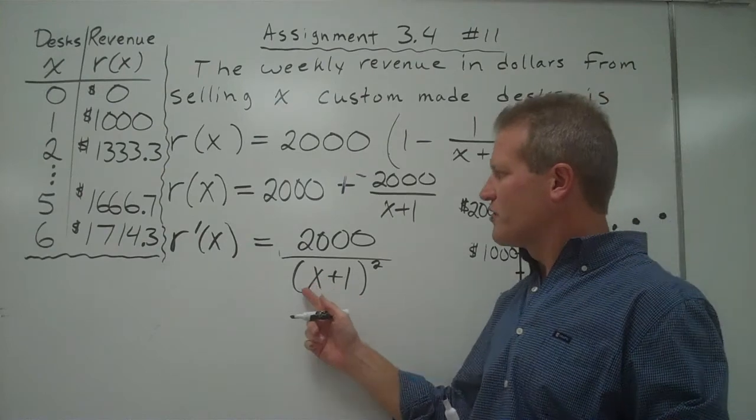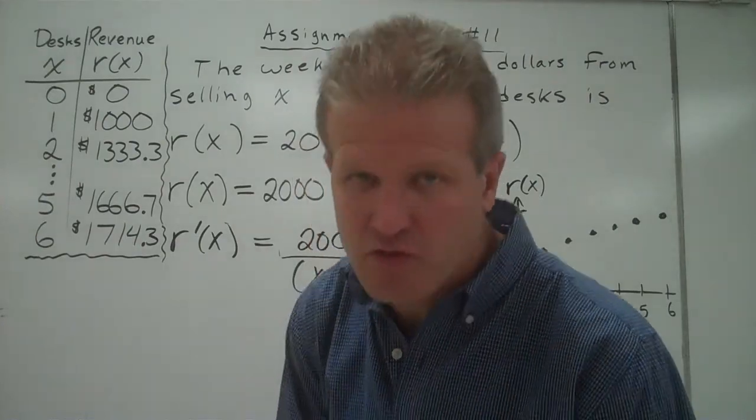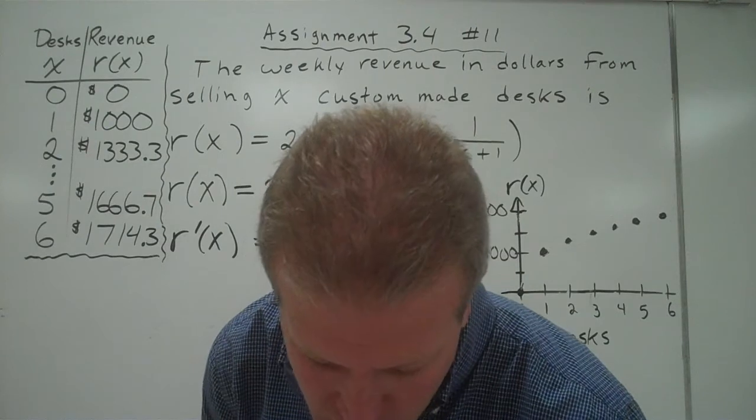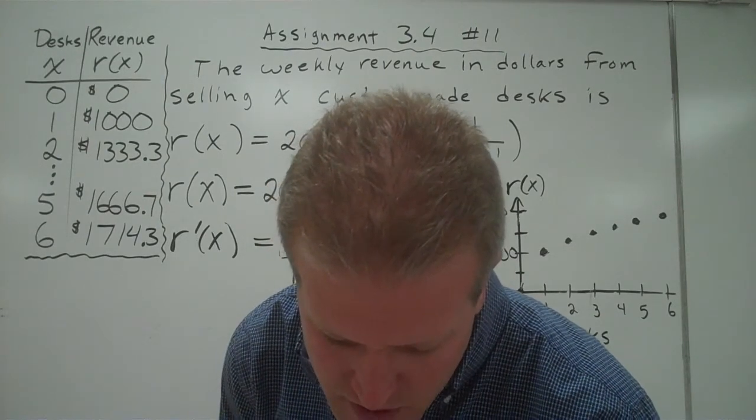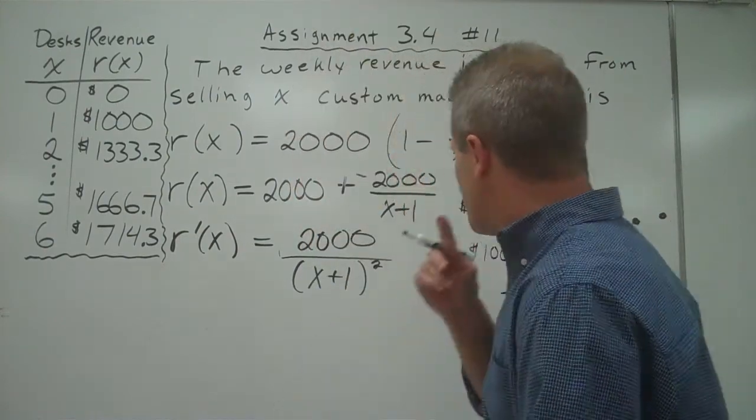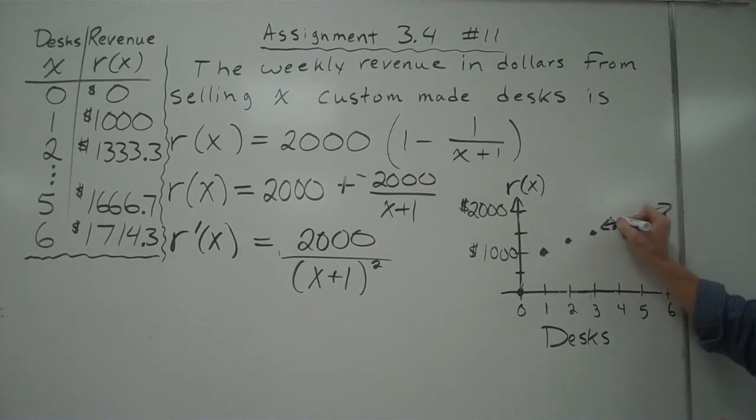That will give me the marginal revenue at x desks. So that's your answer to part B, where it says find the marginal revenue when x desks are sold. Part C: use the function R prime of x to estimate the increase in revenue that will result from increasing sales from 5 desks to 6 desks. So we're trying to estimate how much the revenue is going to increase when we go from 5 desks to 6 desks. To figure that out, we're going to find the slope of this tangent line, which is found using the derivative.